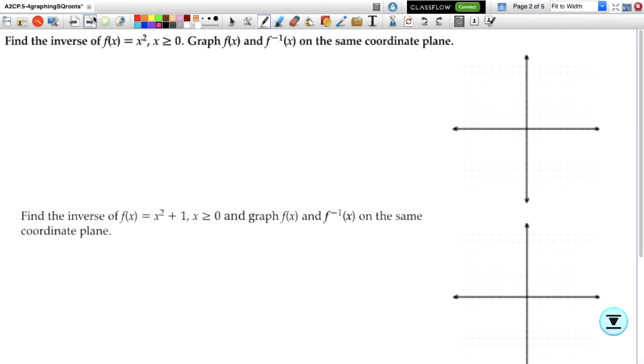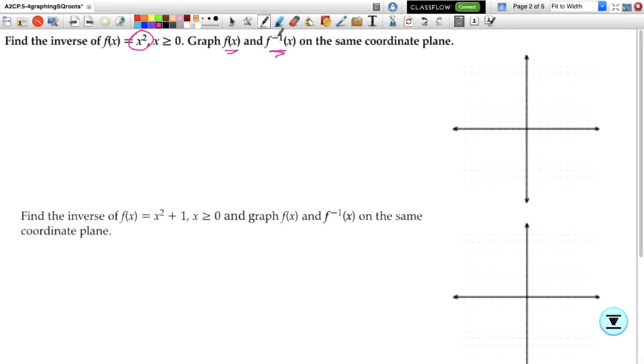We're looking at some graphs. So before we talk too much about our square root graph, I want to talk about where does it come from. So we're going to find the inverse of x squared. Okay? Then we're going to graph our x squared. And then we're going to graph the inverse also on this same coordinate plane over here.